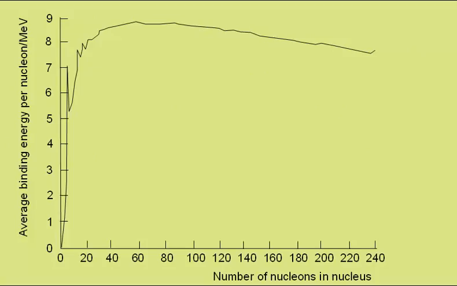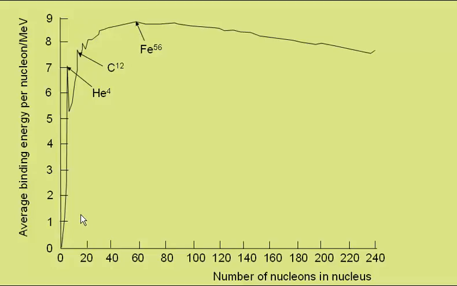If we plot a graph of the average binding energy per nucleon against the number of nucleons in the nucleus, we get a shape like this. These spikes refer to particular isotopes that have a particularly high binding energy per nucleon for their size of nucleus. This one is helium-4. This one, carbon-12. Right at the top here, with the highest binding energy per nucleon, is iron-56.